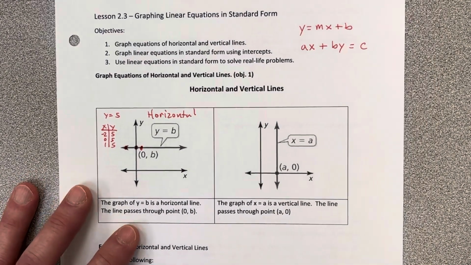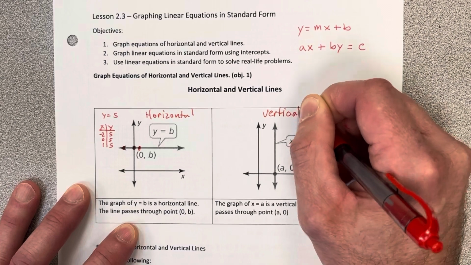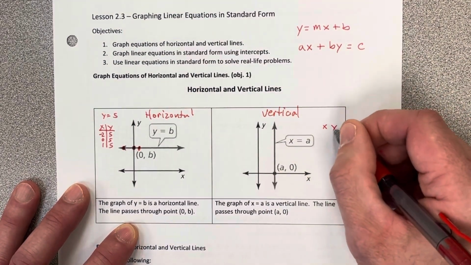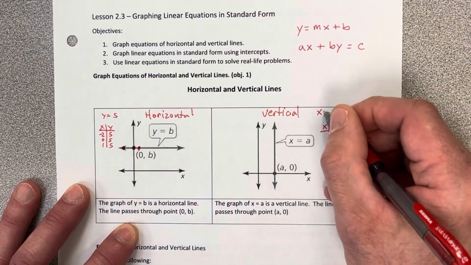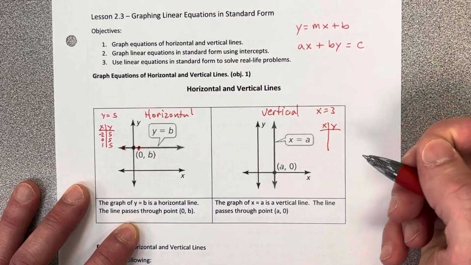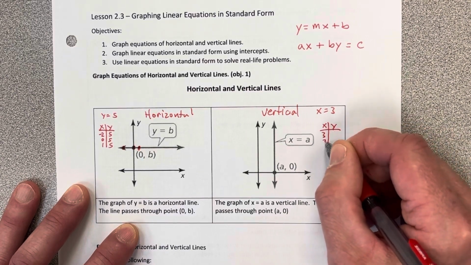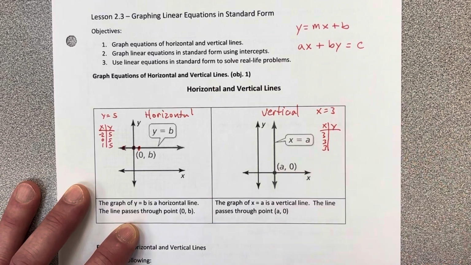So if it's just y with no x, it's going to be horizontal. If it's just x with no y, it's going to be vertical. And it's kind of the same justification. So the y is gone. So if you're trying to plug in points that satisfy something, so let's say we got x equals 3. You might think, oh, I'm going to plug in any x I want. Well, guess what? You can't. 3 is your only option.